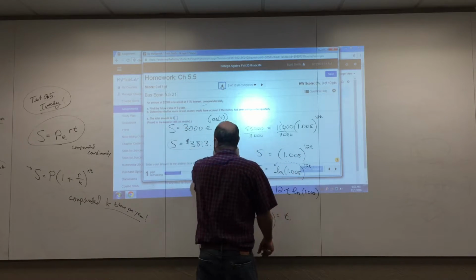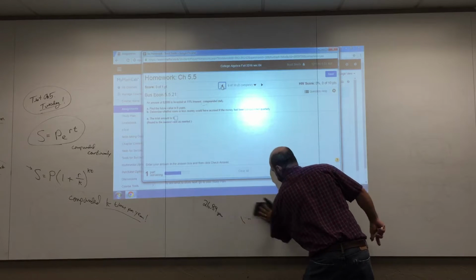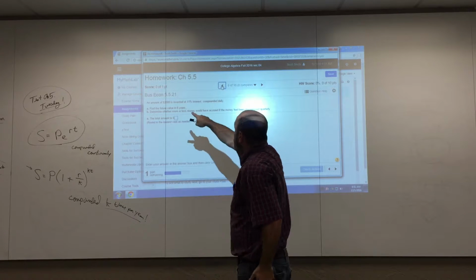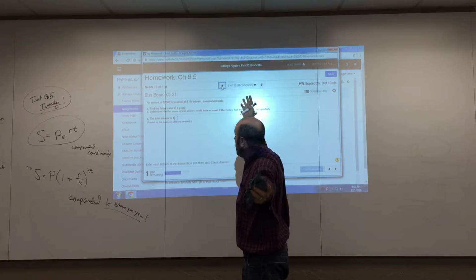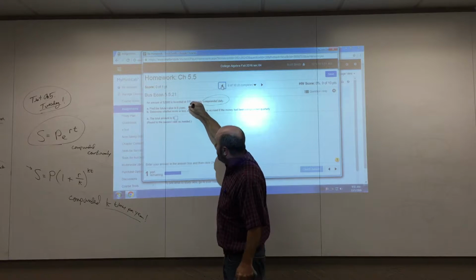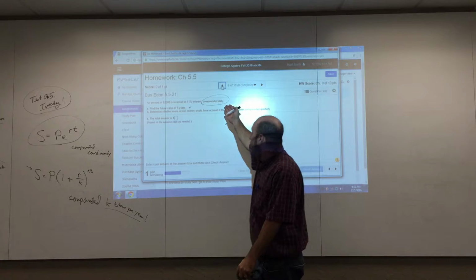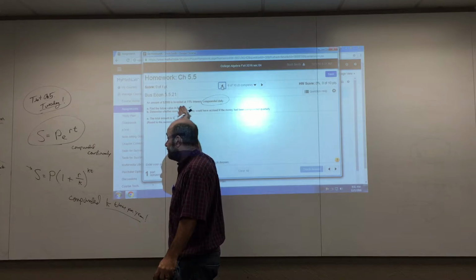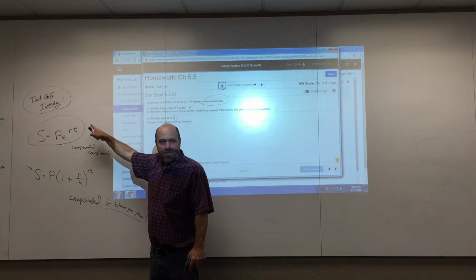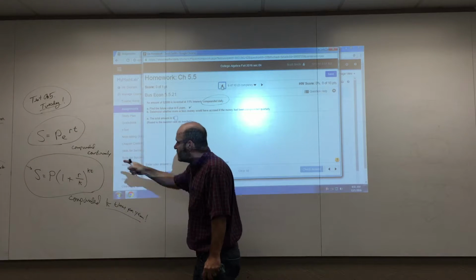Again, those two formulas. 2,000 is invested at 11% interest, and this time it's compounded daily. So the first question is, find the value in 6 years. All right, here I go. But if it's compounded daily, it ain't this formula. I like this formula. It's an easier formula. This formula is a little tougher with the K involved, but it's going to be this formula.